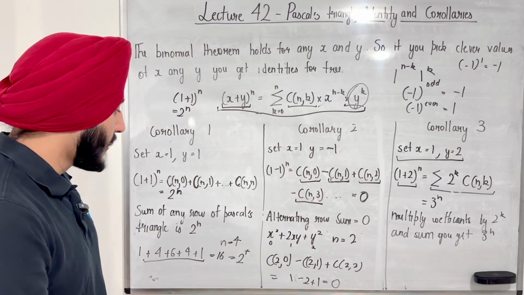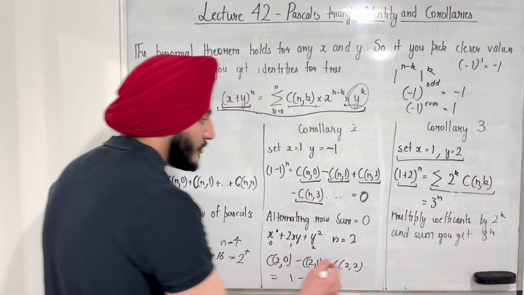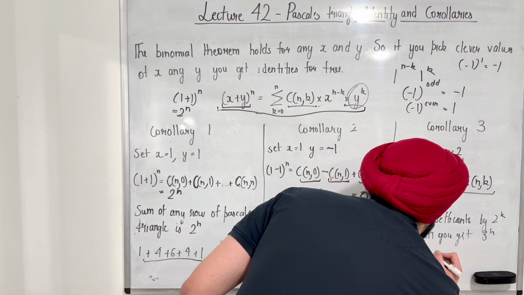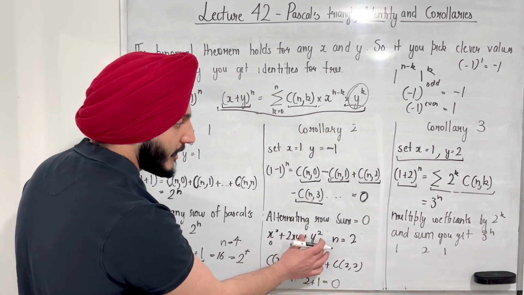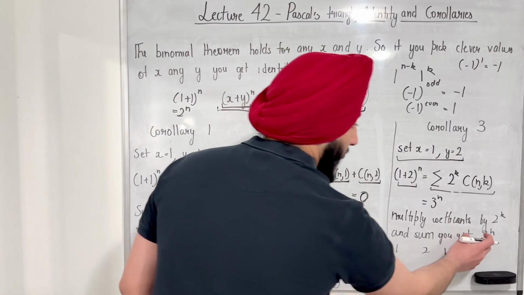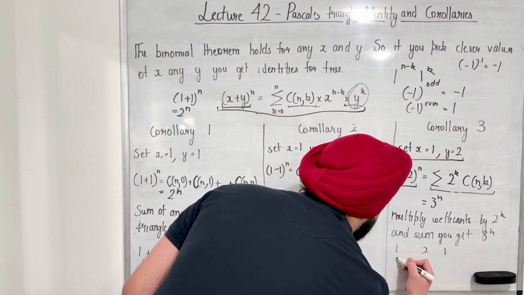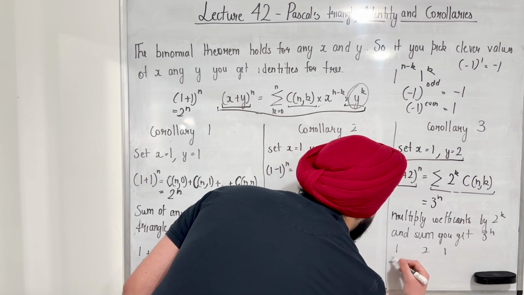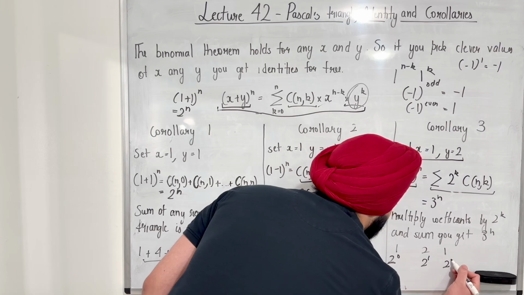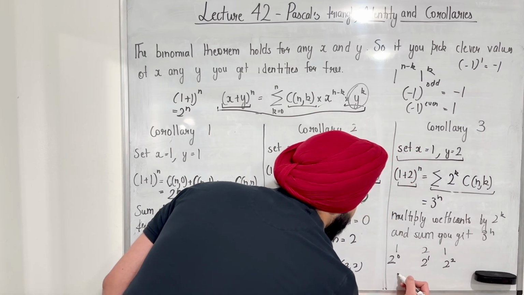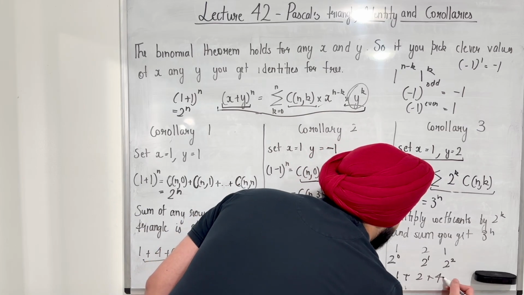Let's just take a look at this example once again. I'm going to consider this example, right? Okay, so I have 1, 2, 1, the coefficients of x squared plus 2xy plus y squared. So in order for me to get 3^n, I multiply by 2 to the power of k. So I multiply 1 by 2 to the power of 0, this by 2 to the power of 1, and this by 2 to the power of 2.